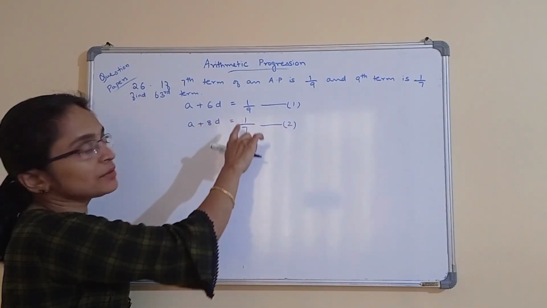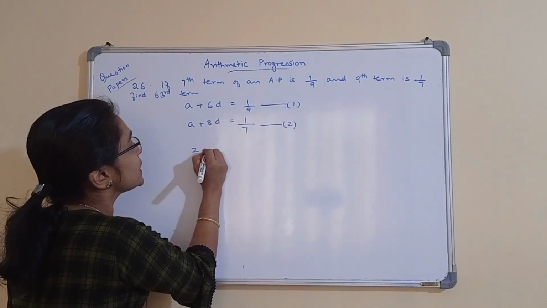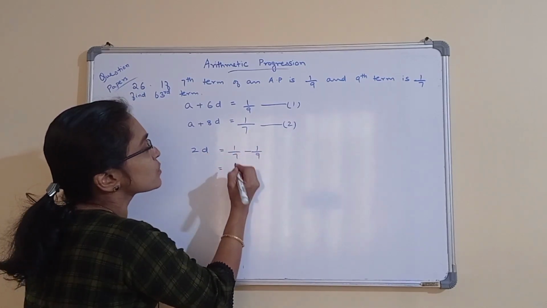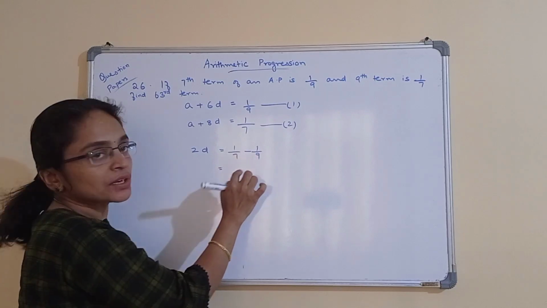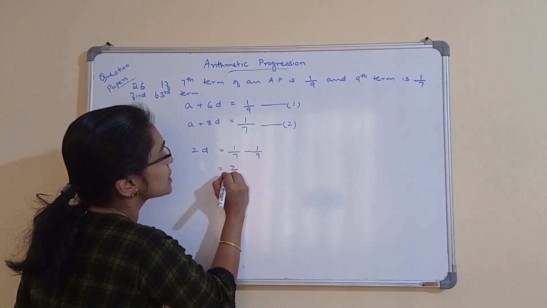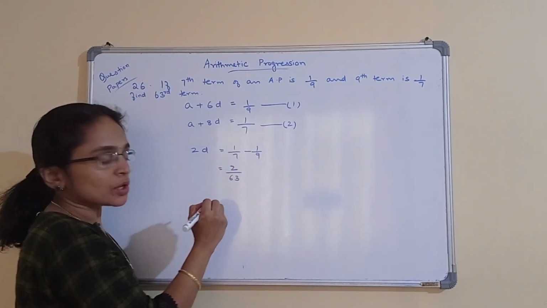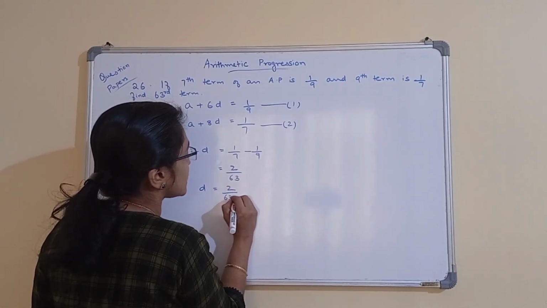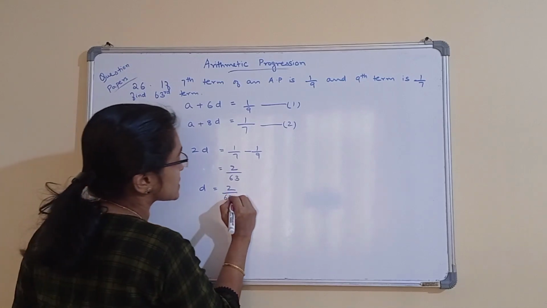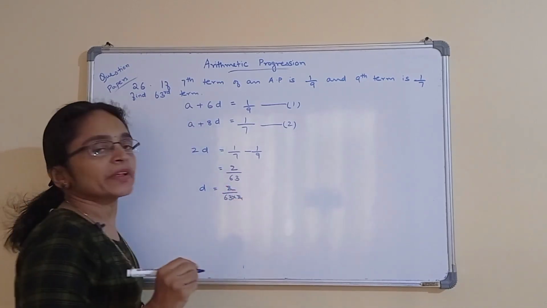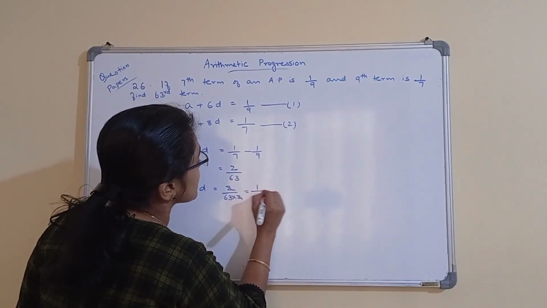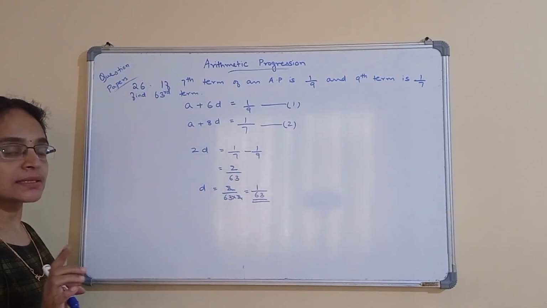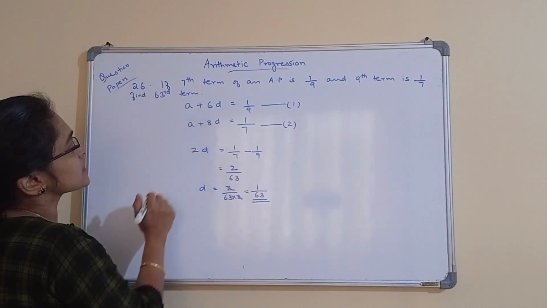Subtracting equation 1 from 2, we have 2d equal to 1 by 7 minus 1 by 9, which is equal to 9 minus 7 by 7 into 9, which is 2 by 63. So what is d? d is equal to 2 by 63 divided by 2, that is into 1 by 2. So 2 and 2 will get cancelled, which means d equal to 1 by 63. So we got d as 1 by 63. Now we can find a from this.